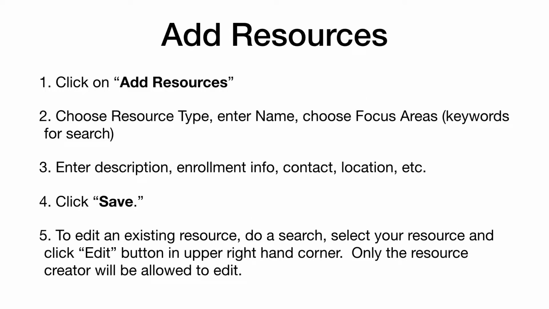The second part is to add resources. If you are a resource provider, then you can list your Celebrate Recovery groups or grief shares or listening prayer resources or whatever different thing happens to apply to a restorative care resource. And you can add those resources. So click Add Resources, choose your resource type, enter your name, choose the focus area. You can use keywords that people can search for. Then enter the description, the enrollment info, the contact, location, etc.